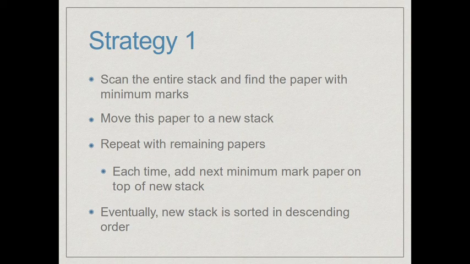Then you repeat the process. You go through the remaining papers, after having discarded the smallest one into the new pile, and look for the next smallest one. Move that on top of the new pile, and so on. So after the second pass, you have the second smallest mark on the pile. After the third pass, you have the third smallest mark on the pile. As you can imagine, after n passes, you have moved all the n papers from the old pile to the new pile in descending order.